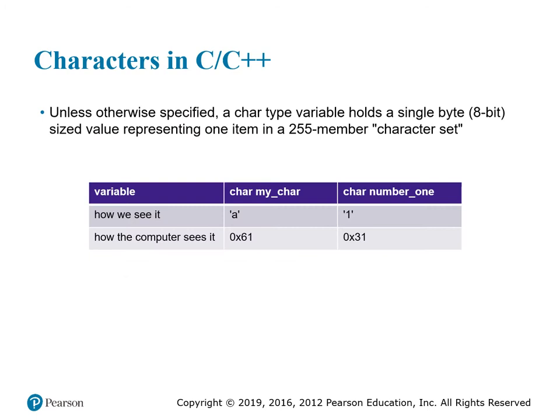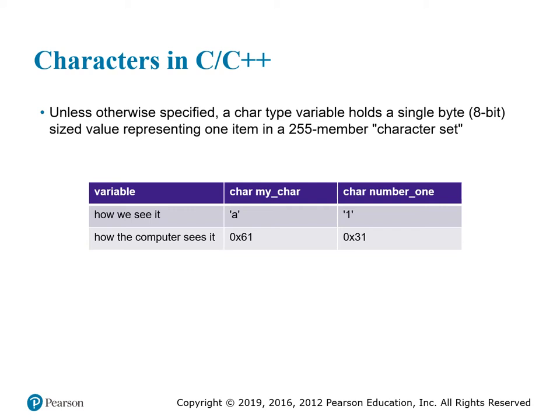Okay, so what is a character? This is the basis for any kind of textual representation in C and C++. And unless otherwise specified, it's a single 8-bit sized value, or byte-sized value, representing one item in a 255-member character set.